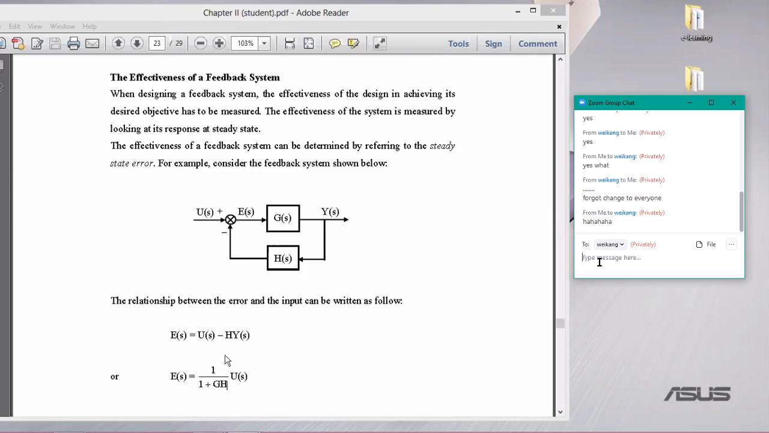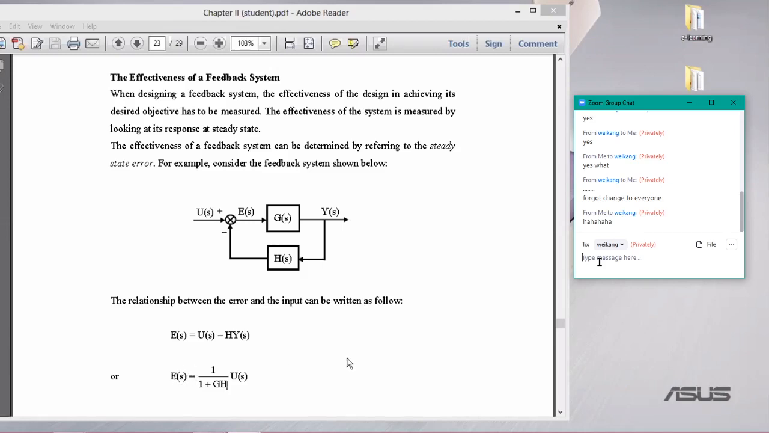This is the expression of the error signal in Laplace transformation. You can see here, the error depends on the input u of s, and then the open loop transfer function gh. But this is in the Laplace domain. We want to evaluate the error signal in the time domain. So how can we evaluate the error in the time domain?